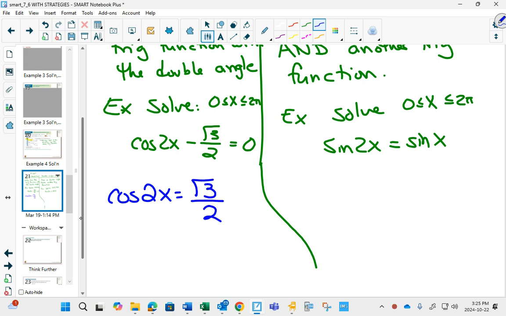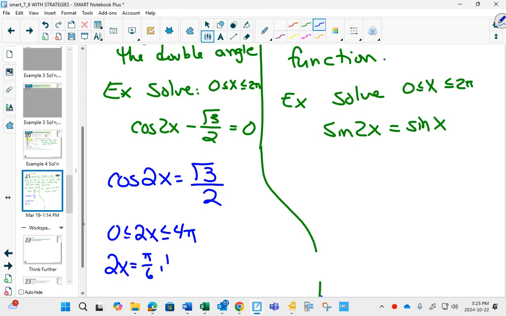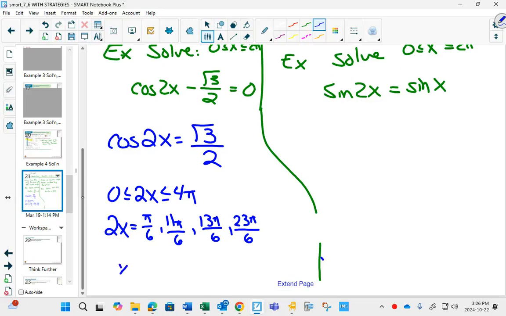You would get it by itself. You would say, well, normally x is between 0 and 2 pi, so 2x would be between 0 and 4 pi. You solve for 2x: root 3 over 2 for cos. That's your pi over 6 family, quadrant 1 and quadrant 4. That's the first time around. The second time around would be 13 pi over 6 and 23 pi over 6, because you have to go 2 times around since it's a multi-revolution question. And then solving for x just means dividing them all by 2.